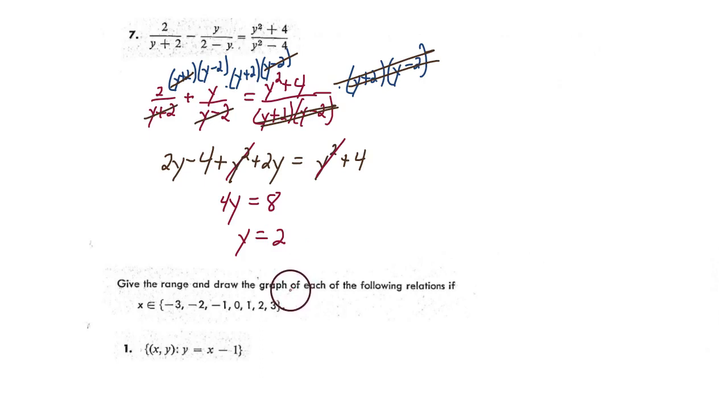I notice though that 2 is a restricted value. Right there, if y was 2, then that denominator would be 0. So because that's restricted, you have to cross it out. We have no other answers, so we put empty set.